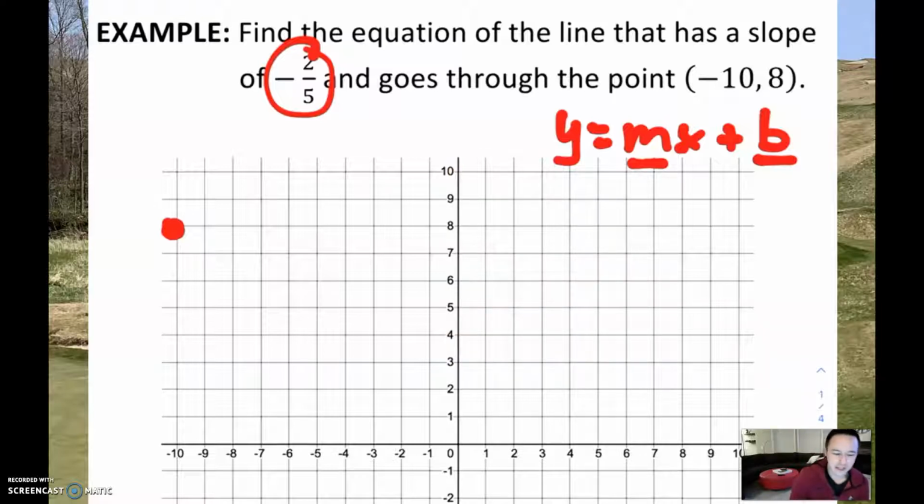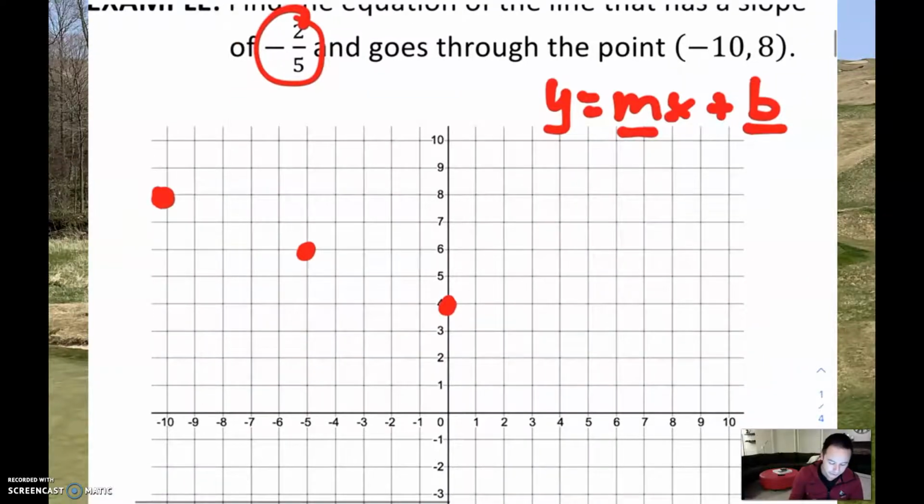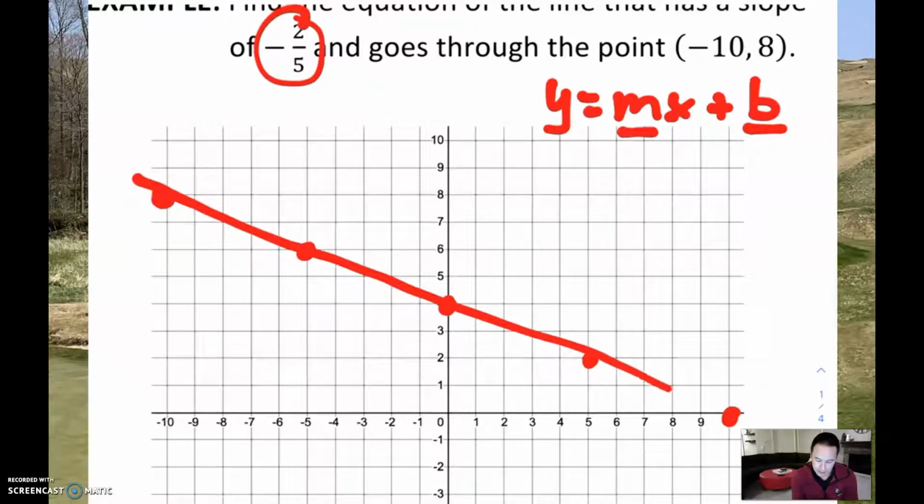So we know that it starts at that point (-10, 8), and the slope is -2/5. So we can go down by 2 and over by 5, and that would take us over here. And we'll continue that line. We can go down by 2 and over by 5. Let's just make some more points for fun. We'll go down by 2 over 5, down by 2 over 5, and then let's connect it with a line and draw some arrows at the end. So this is the line with a slope of -2/5 that goes through the point (-10, 8).